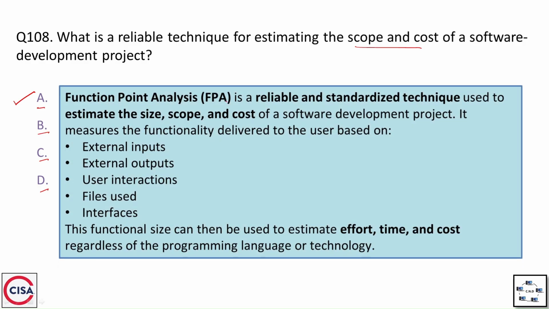So function point analysis FPA is a reliable and standardized technique to estimate the size, scope, and cost of a software development project. It measures the functionality delivered to the user based on external inputs, external outputs, user interactions, files used, and interfaces. This functional size can then be used to estimate effort, time, and cost regardless of the programming language or technology.